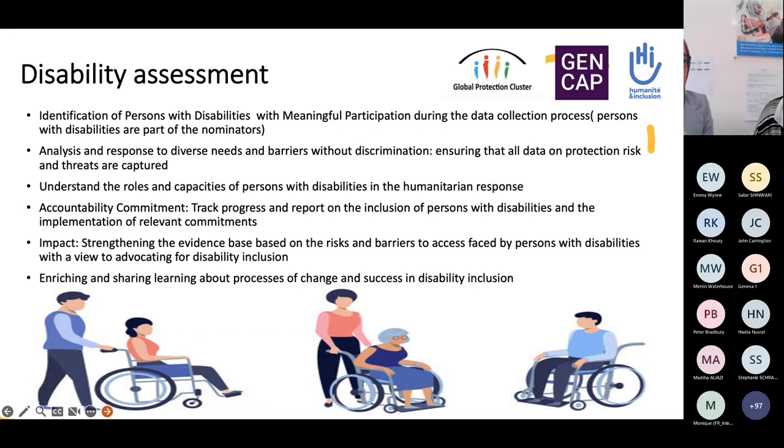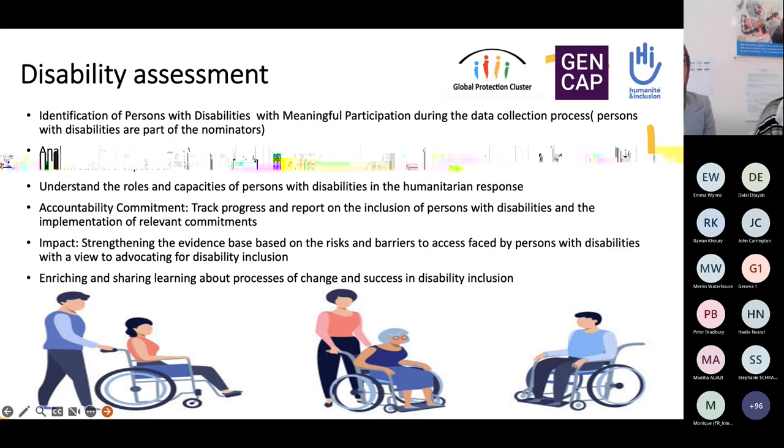So in the disability assessment, just to highlight that, ensure the meaningful participation of persons with disabilities. They can be part of doing the data collection and defining the barriers themselves. It's not us assuming or collecting the data about persons with disabilities. It's required to respond to diverse needs and define different barriers without discrimination. And one of the gaps of defining response is towards persons with mental health or intellectual disabilities.